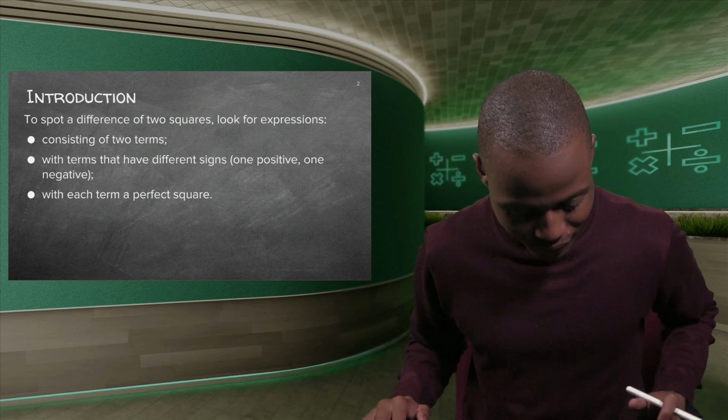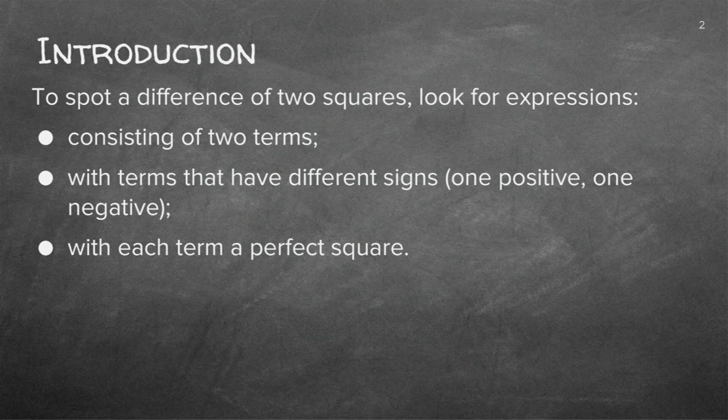The first part of our lesson is the introduction to the difference of two squares, understanding how you spot the difference of two squares and what it means. To spot a difference of two squares, look for expressions with the following things. It must have two terms, that is the minimum requirement. Those terms must have different signs, so one must be positive and the other negative. And each of those two terms must be a perfect square.